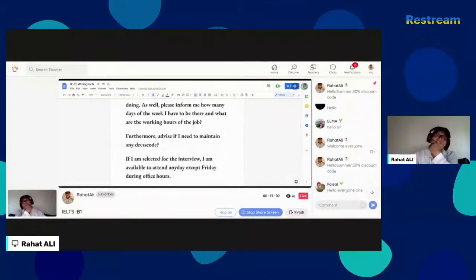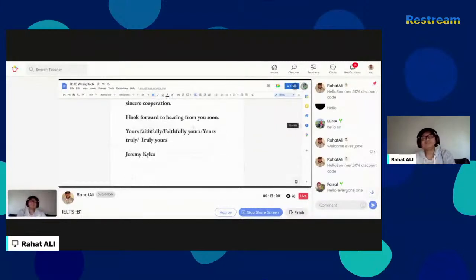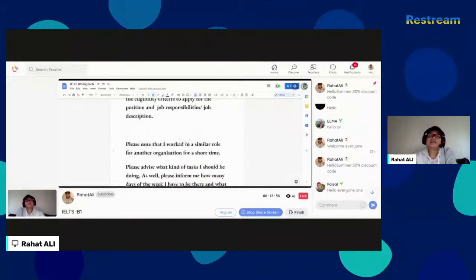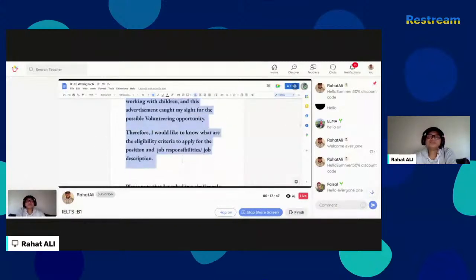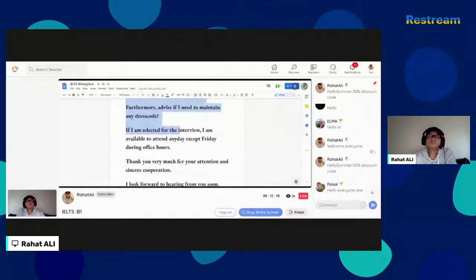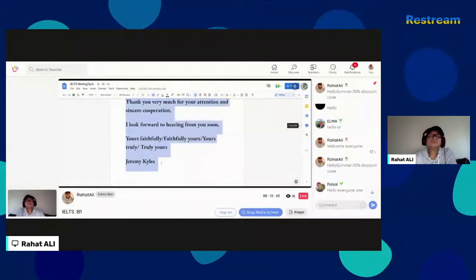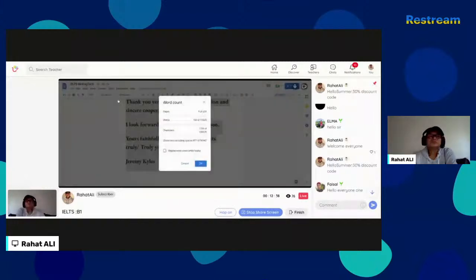Now, if you remember, it is important to have 150 words. Do you know how many words are there? You have to write at least 150 words. Let's find out in a moment how many words are there. You'll be glad to know this is 198 words, though some words are repetitive.